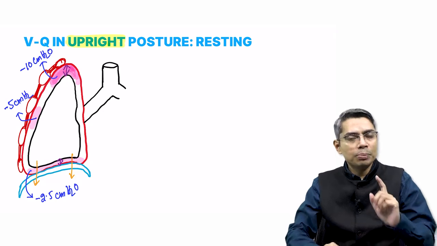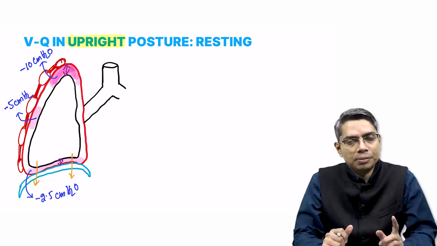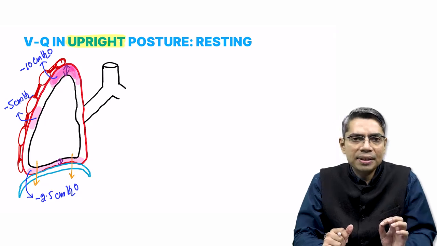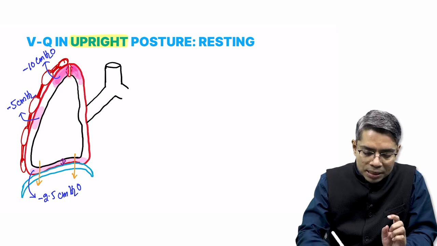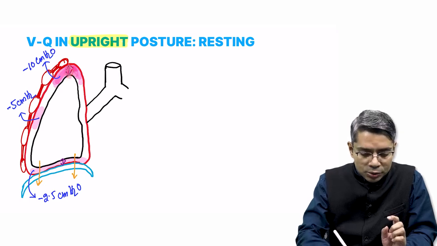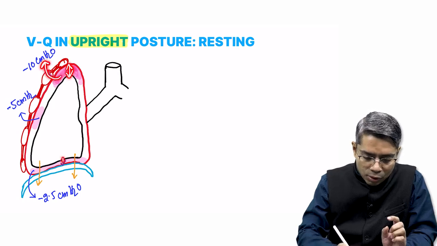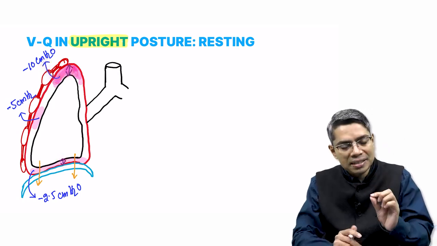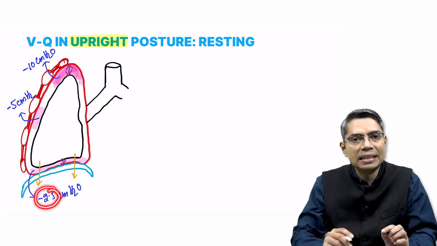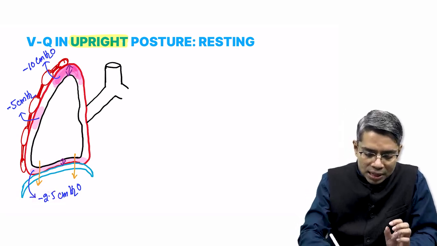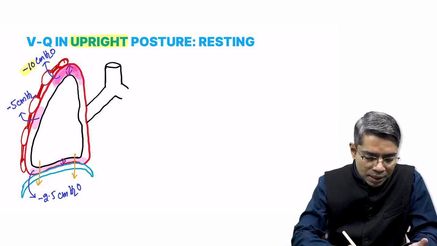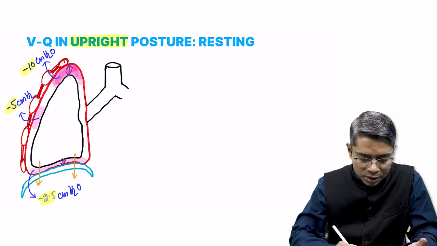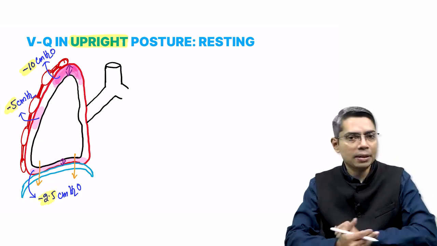Getting my point? Because of the upright posture, the gravitational effect is there, and because of the gravitational effect the volume of the apical interpleural space is more, that's why the pressure is more negative. The volume of the basal interpleural space is less, that's why the pressure is less negative. Getting my point? So there is a difference of the interpleural pressure from the apical region, from the middle region to the base of the lung, more negative in the apical region.